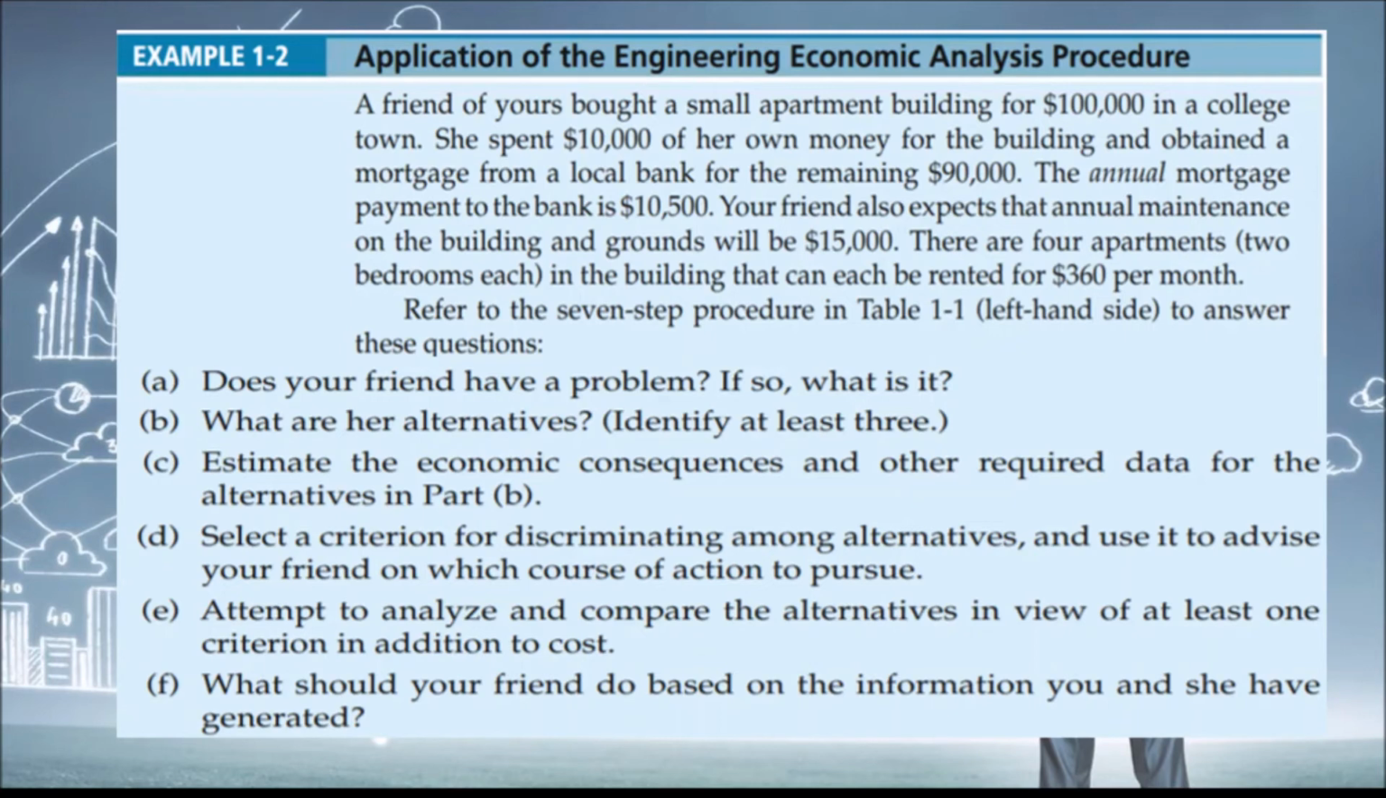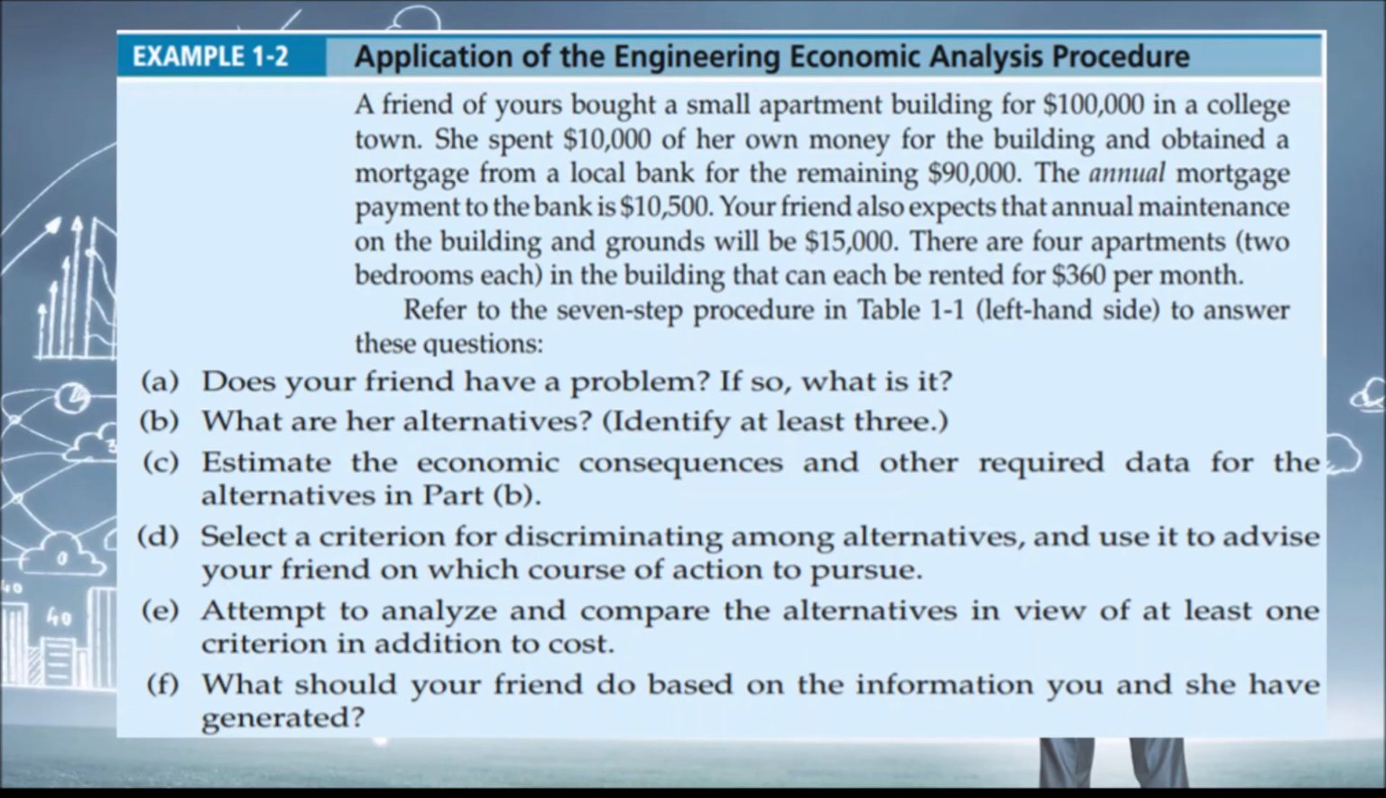The annual mortgage payment to the bank is $10,500. Your friend also expects that annual maintenance on the building and grounds will be $15,000. There are 4 apartments, 2 bedrooms each, in the building that can each be rented for $360 per month. Refer to the 7-step procedure to answer these questions.